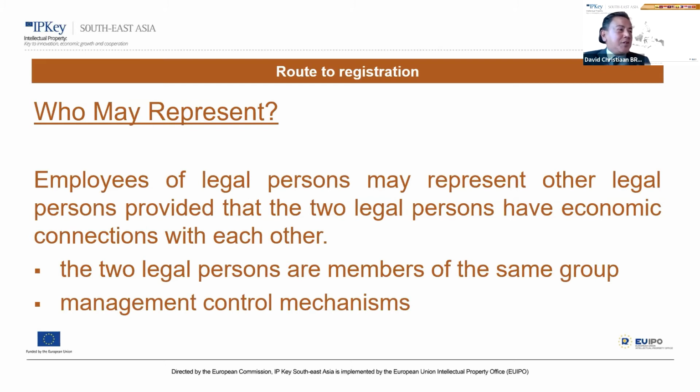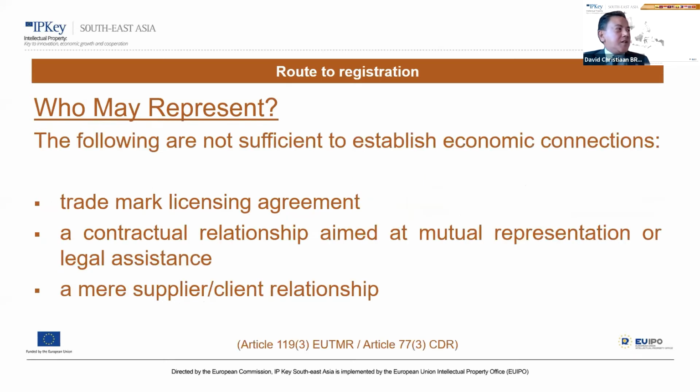And what are economic connections? For example, the 2 legal persons are members of the same group. So like shares, or they are clearly the same company, or there are certain management control mechanisms. Maybe the board is the same, or the directors are the same. These are economic connections. But the following are not sufficient for economic connections.